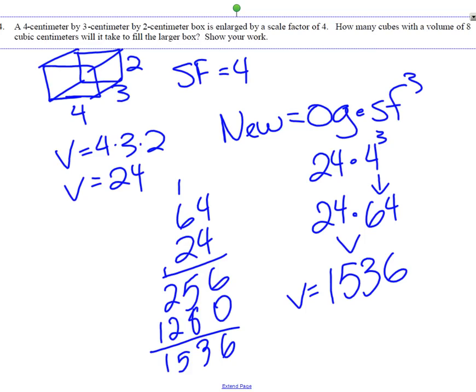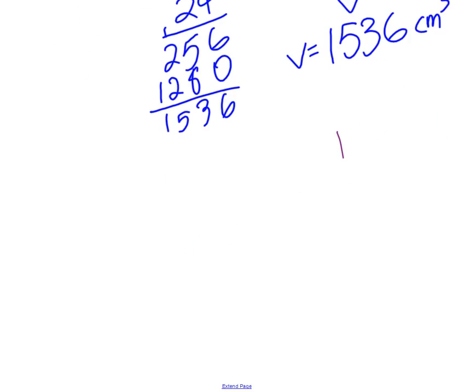What do we have to do with that? Why do we divide it by 8? Because the question is not asking what the volume is. It says, how many tiny cubes of the volume of 8 cubic centimeters will it take to fill that up? So our very last step is to say, what is 1,536 divided by 8? That's 192.